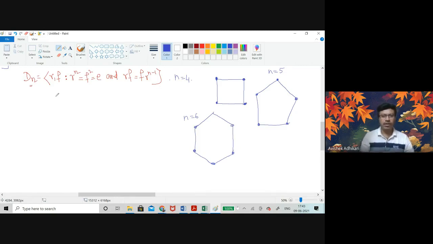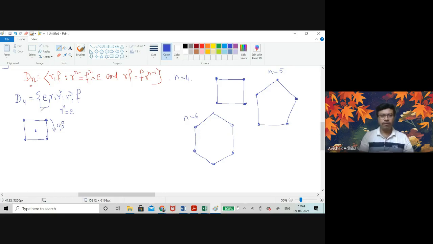If you remember, for D4, what could be all the possible symmetries? We started with E, then R, R square, R cube. You remember what R is? R is nothing but a rotation about the center. If this is the center, it is a rotation by how much angle? 90 degrees. And then r to the power 4 is E, because R square means 180 degrees, R cube means 270 degrees, and r to the power 4 means you come back to 360 degrees, the original position. That is why r to the power 4 equals E.